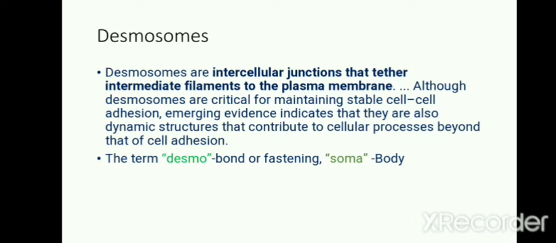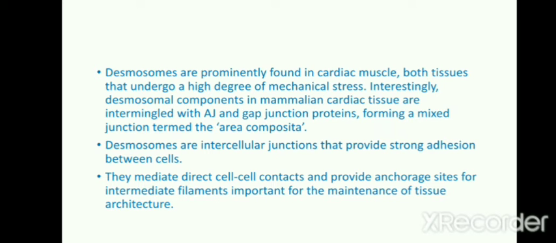Desmosomes are a type of anchoring junction in animal tissue that connect adjacent cells. The simplest function of the desmosome is to adhere cells together. The desmosome is an adhesive intercellular junction that is crucial to tissues that experience mechanical stress, such as the myocardium, bladder, gastrointestinal mucosa and skin.